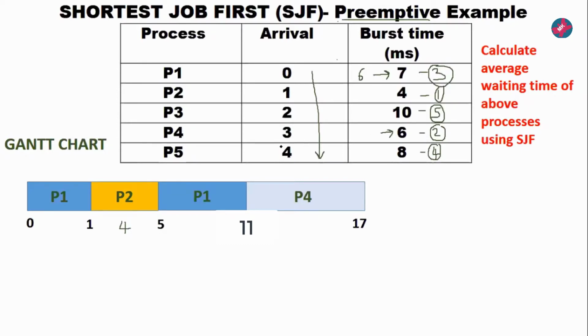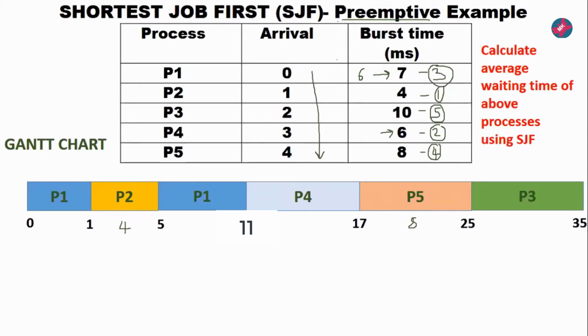Now after that P5 is there, having 8 milliseconds of CPU burst, isn't it? So here observe it will be executed for 8 milliseconds till 25 milliseconds. And in the end, the largest CPU burst, P3, will be executed. So it will be executed till 35. So this is how the Gantt chart of this preemptive shortest job first will be constructed. We will calculate the waiting time for each process.